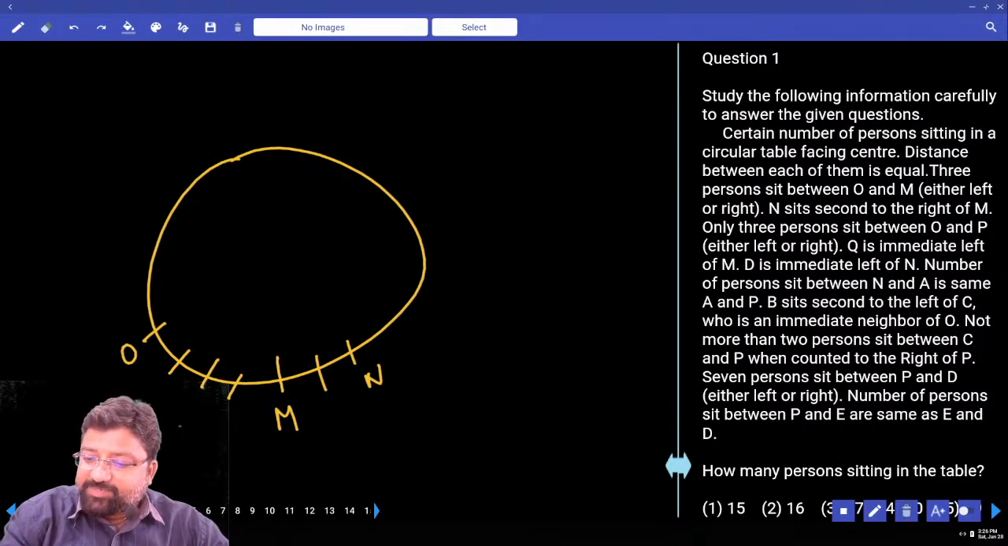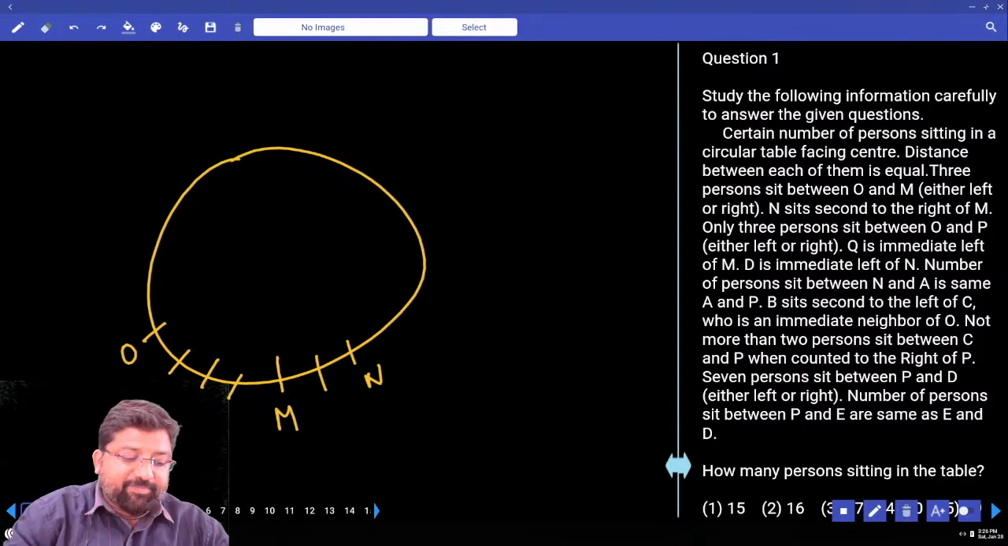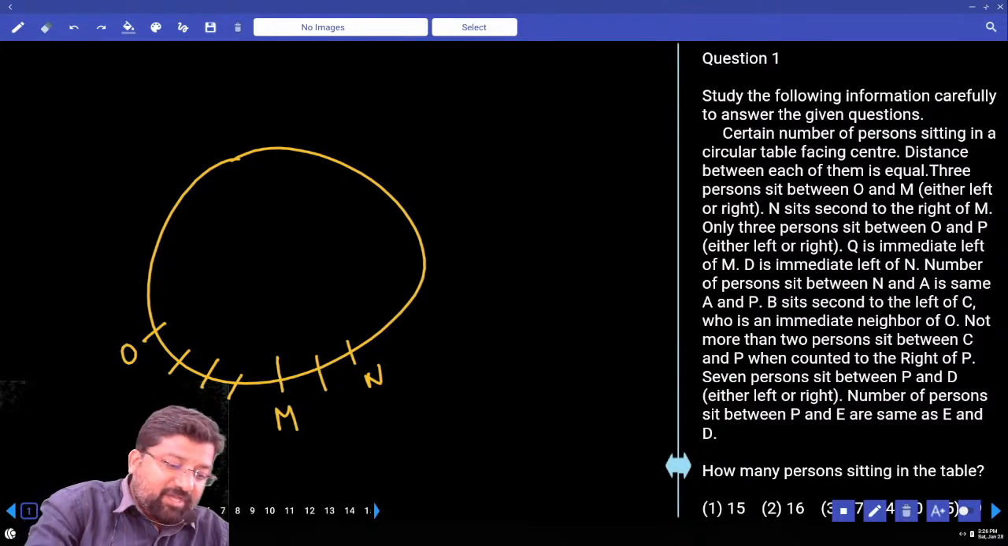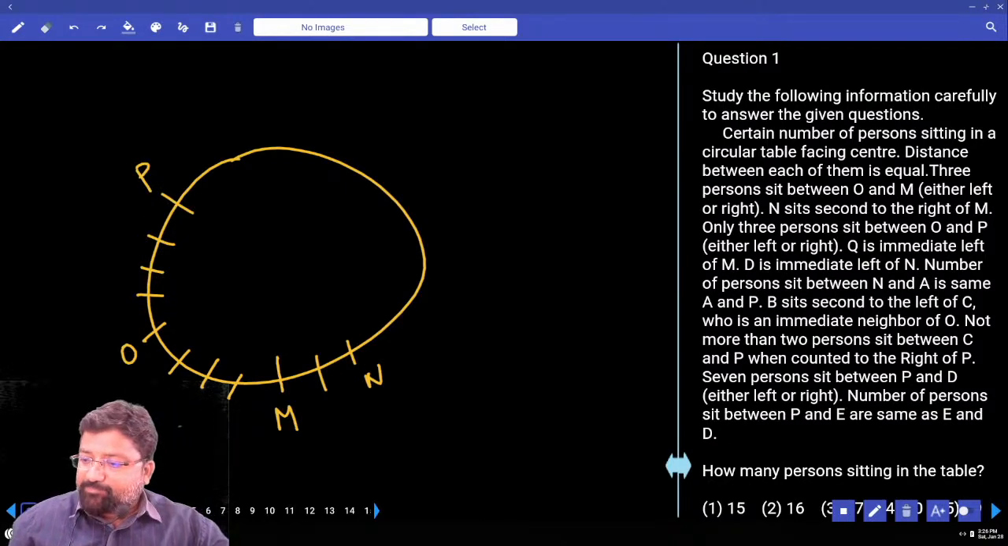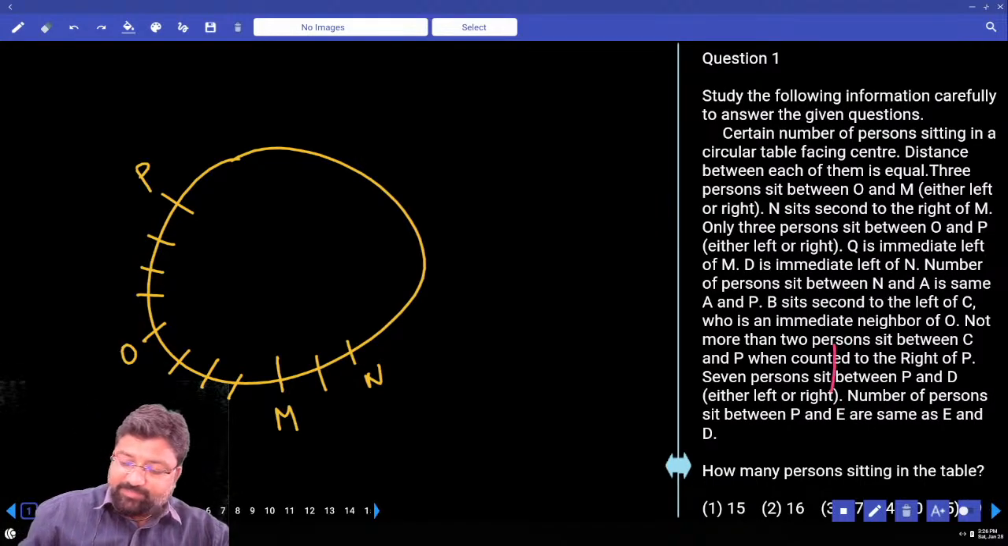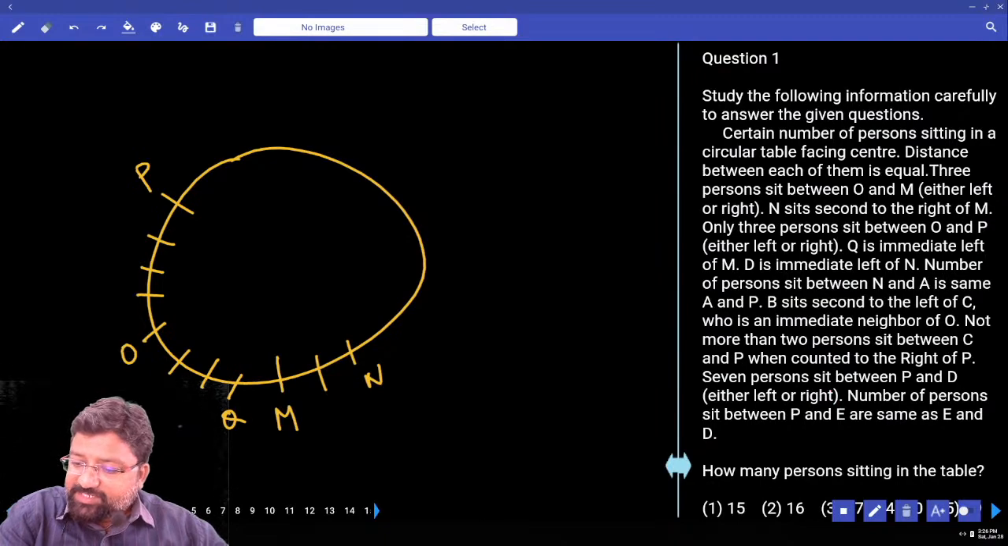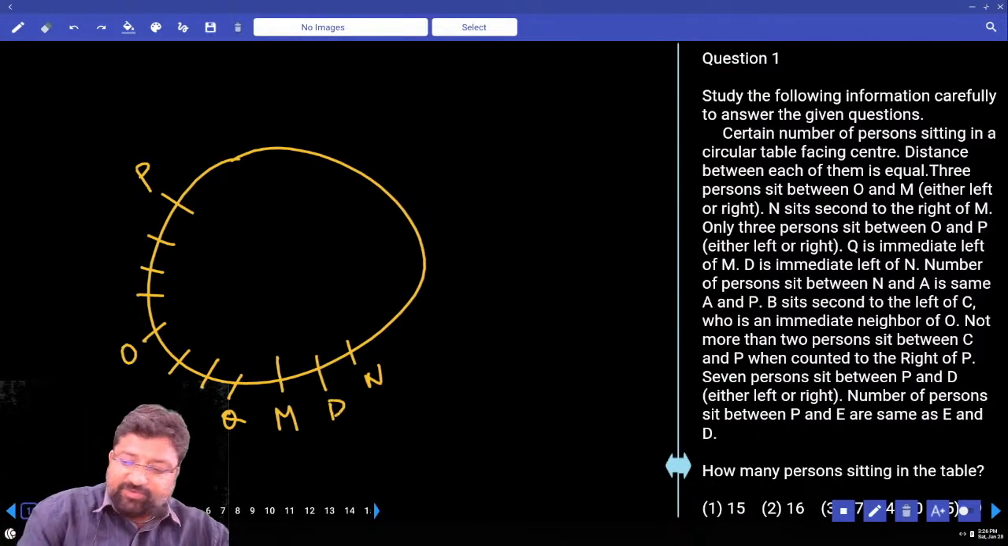Only 3 people sit between O and P. It is impossible to the right, so it has to be to the left. Q sits to the immediate left of M. D sits to the immediate left of N.